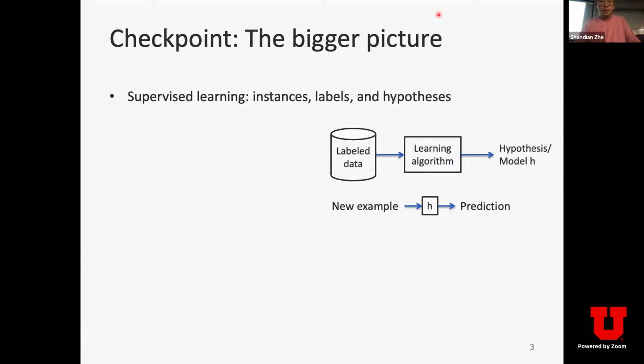So we feed the labeled training data to our learning algorithm, and then the learning algorithm searches over the so-called hypothesis space to find the best one as the approximation to the ground truth function, or target function, which gives you the ground truth labels. And then once we have a new example, we can use our learned hypothesis to make a prediction. That's the whole framework for supervised learning. Any question?